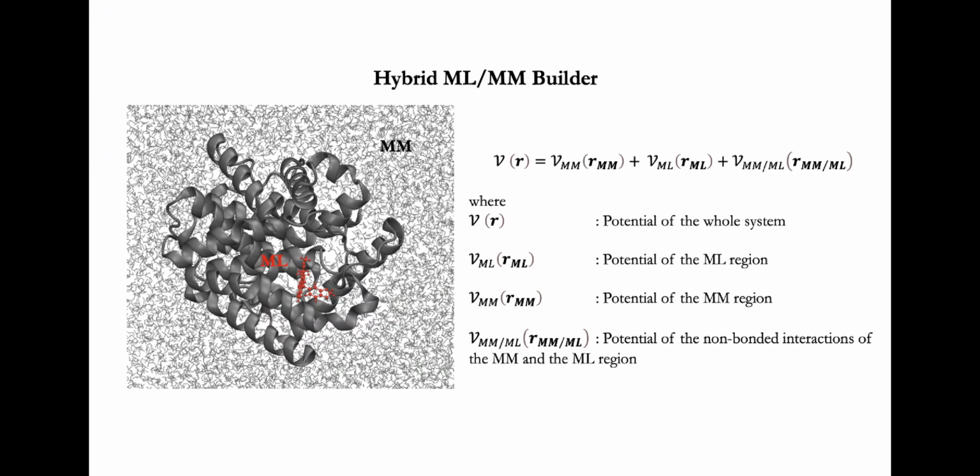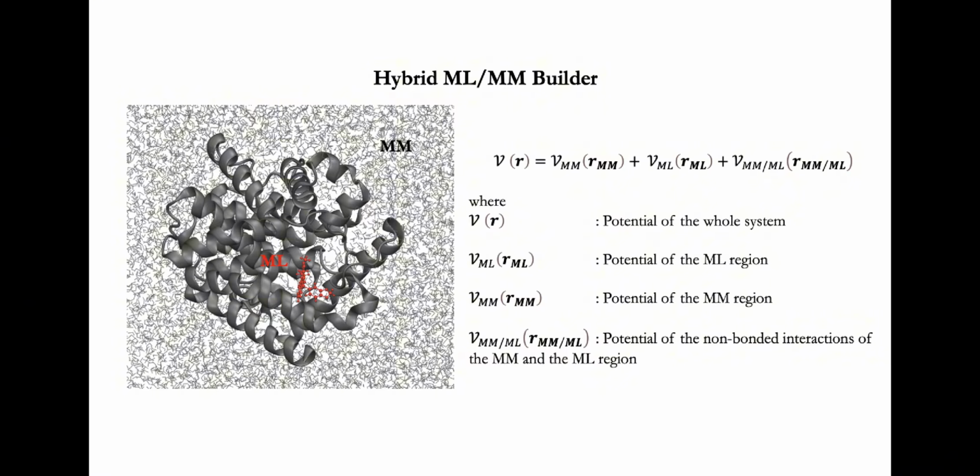Hybrid machine learning molecular mechanics, or MLMM, simulations combine the accuracy of modern machine learning protocols with the efficiency of classical molecular mechanics. In this approach, most of the system, such as the protein and the solvent, is treated with classical force fields, while the region of interest, for example a ligand, is described by a neural network potential, or NNP, trained on high-level quantum mechanical data.